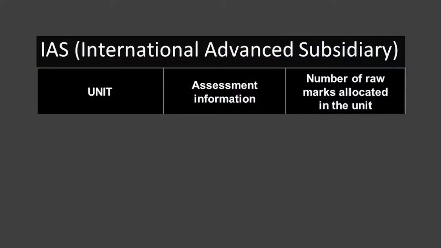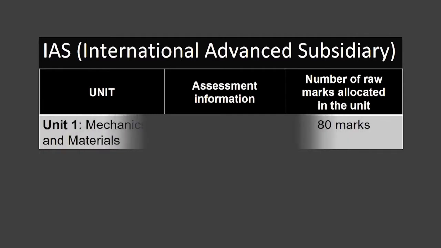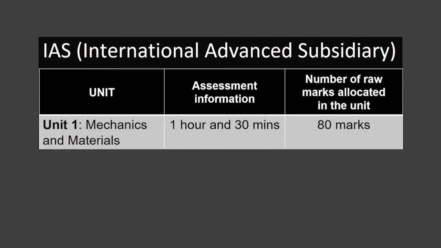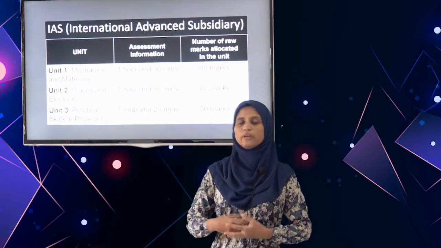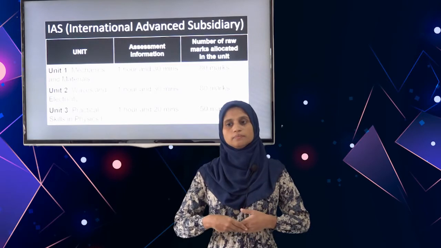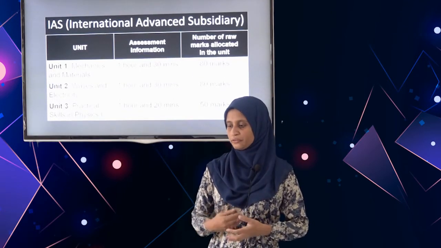At the end of grade 11, students will be sitting 3 units, a qualification level that we call the International Advanced Subsidiary level. There are 3 units in this level, which is Unit 1, Unit 2, Unit 3. Unit 1 content is mainly mechanics and materials from O levels. If you can relate to this, it would probably be things like Newton's laws, energy calculations, that kind of thing.